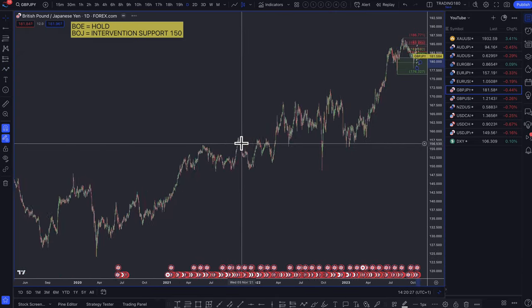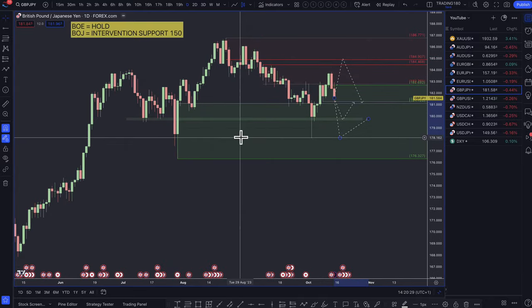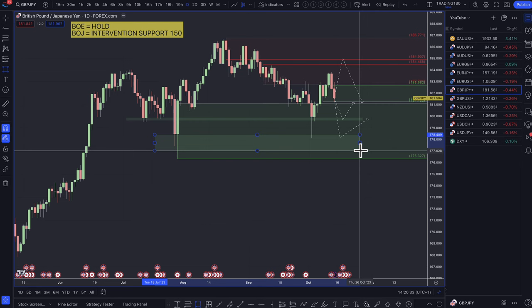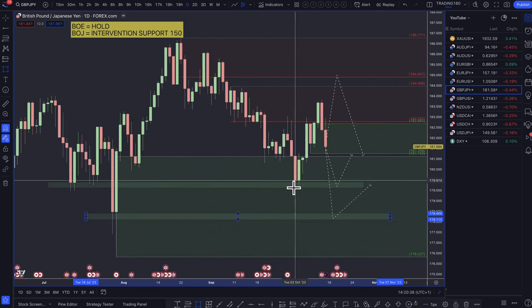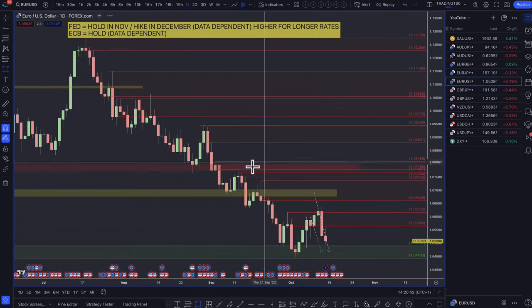Let me just see if there's any confluence. Doesn't look like it. No short-term confluence, but it looks like an area of support in that wide zone of demand. So those are really the two areas you would look towards buying the pound against the yen.